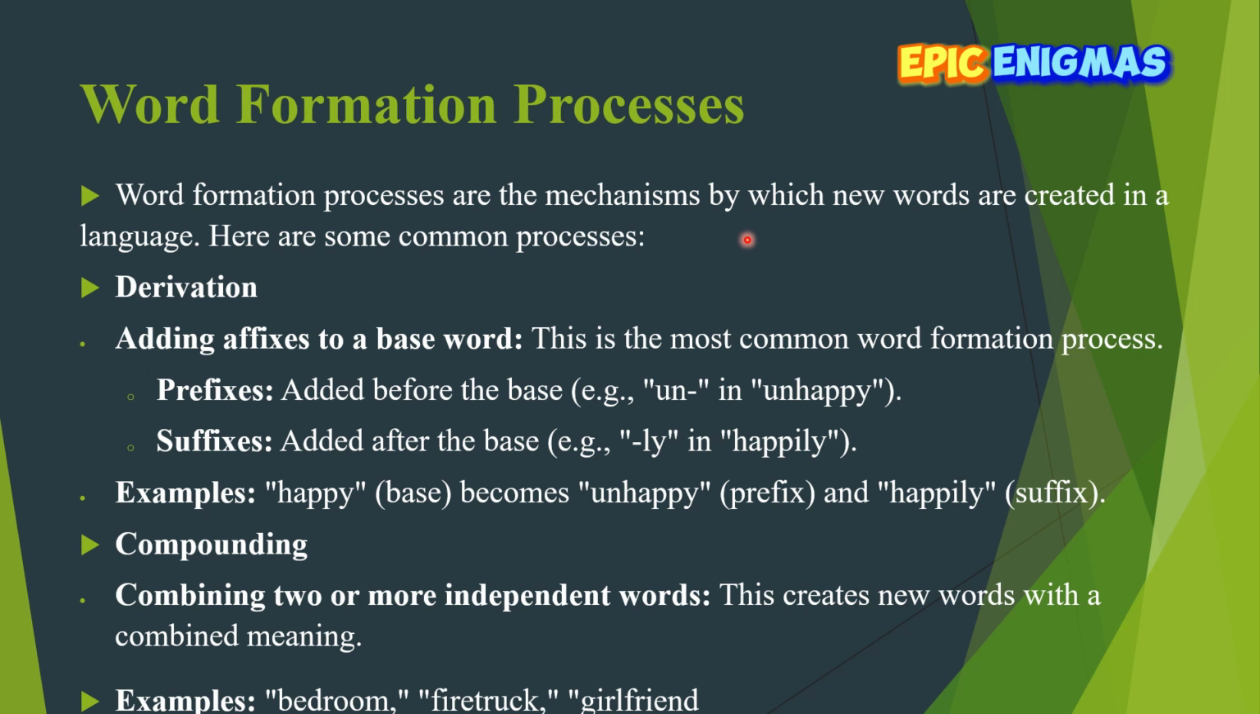Compounding. Compounding involves combining two or more independent words, and this creates new words with combined meaning. Example, bed plus room, bedroom. Girl plus friend, girlfriend. We're going to take it from there in our next lecture.